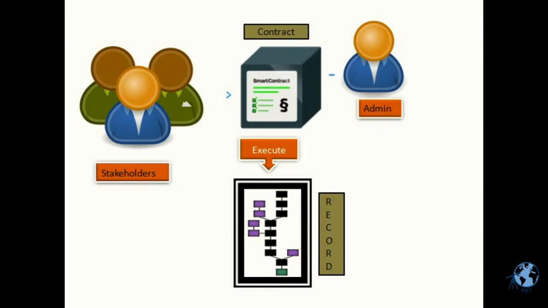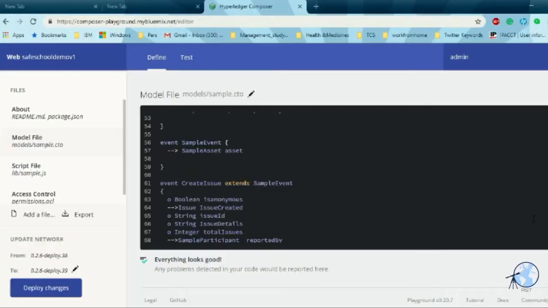But if the user wants to disclose his or her name, then the issue will be tagged to that user, and an event will be created. In the event, the related records will be shown. So for our safe school demo, we'll cover only that part in our smart contract: the dynamic creation of an issue, and publishing the related record in the events.